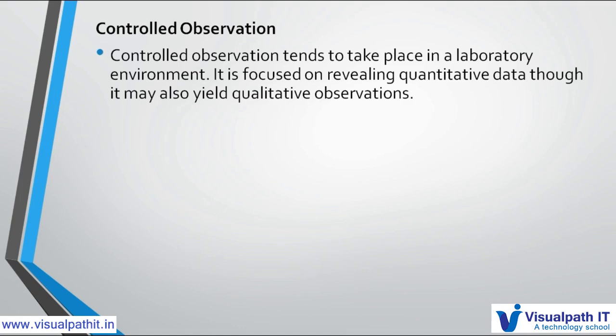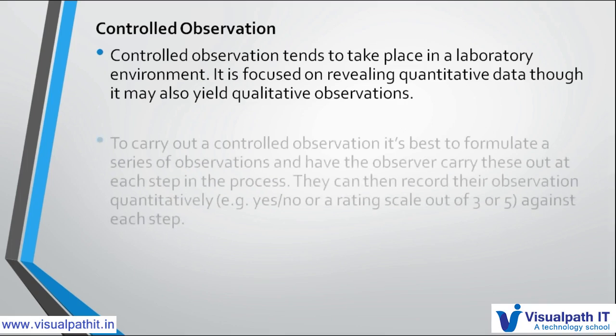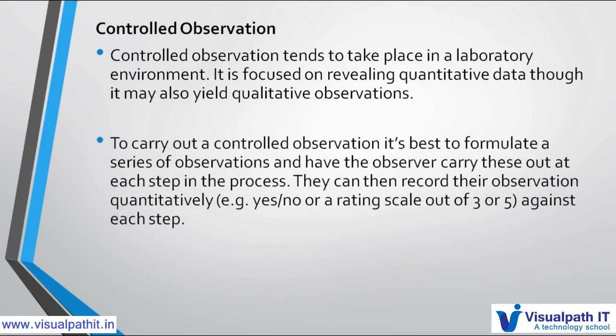It tends to take place in a laboratory environment. It is focused on revealing quantitative data, though it may also yield qualitative observations. To carry out a controlled observation, it's best to formulate a series of observations and have the observer carry this out at each step in the process. They can then record their observations quantitatively, for example, yes or no, or a rating scale out of 3 or 5 against each step.